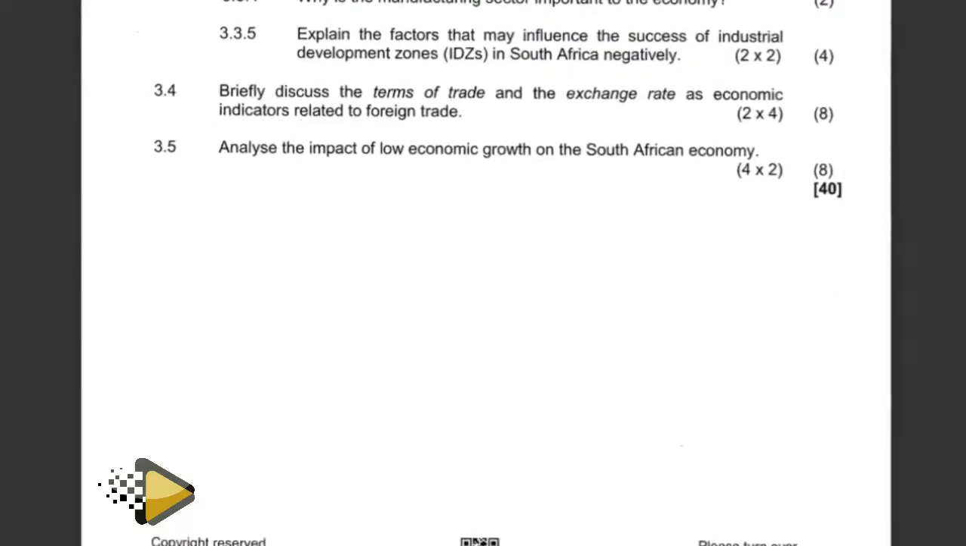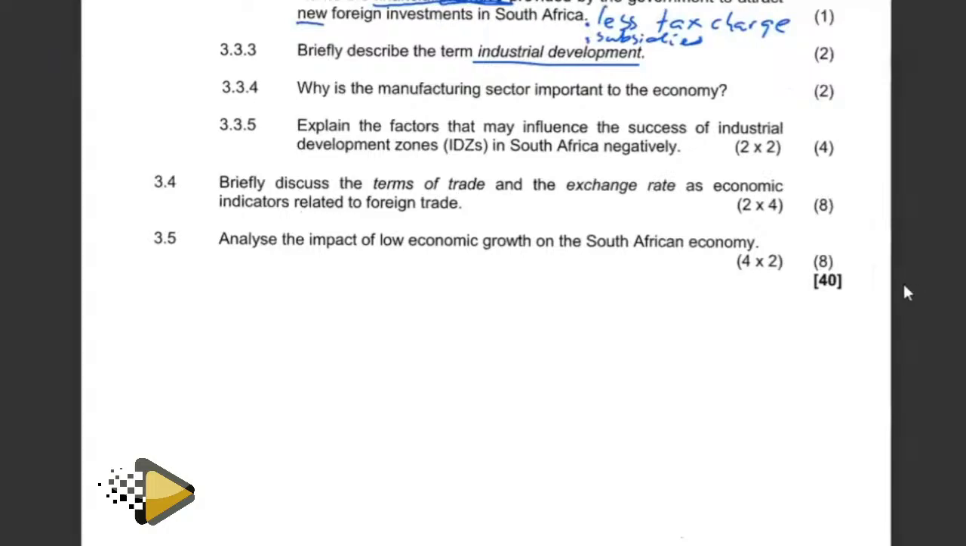The manufacturing sector is important to the economy because that's the sector where goods and services are processed. That's the secondary sector. And as I said earlier, in the previous question, this manufacturing sector is the secondary sector, and there's a belief that this sector has a large contribution when it comes to creation of employment in the South African economy. So now, why is the manufacturing sector important to the economy?